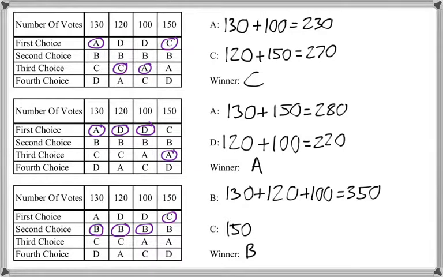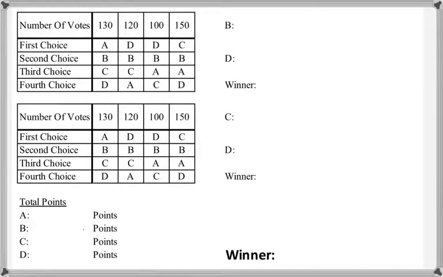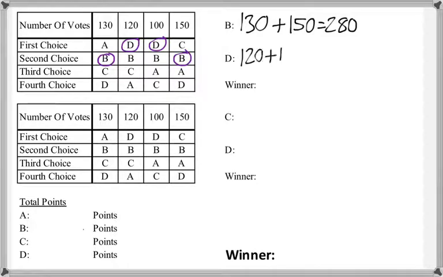of this matchup. The next matchup is B versus D. So the people in the first column and the last column prefer B over D. So that's 280 total. And the people in the middle two columns prefer D over B. And that's 220 total. So B is the winner of this matchup.